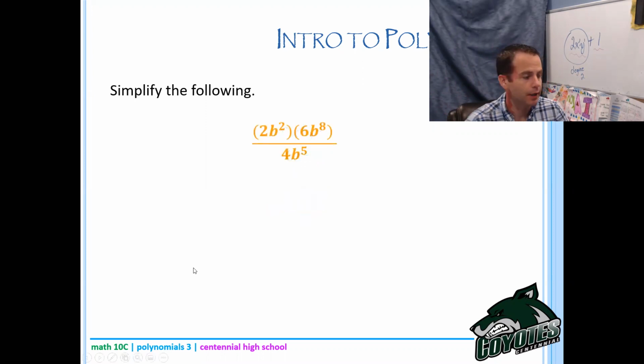All right, so now try this guy. You can pause me for a sec. 2 times 6 is 12. B squared, b squared, sorry. B squared times b to the 8 is b to the 10. So up top here, I'm going to have 12b to the 10 over 4b to the 5. 12 over 4 is 3. 10 minus 5 is 5. So final answer you should have gotten was 3b to the 5.